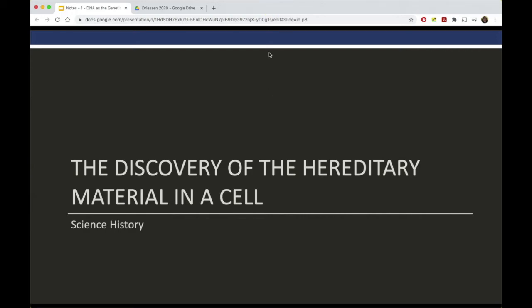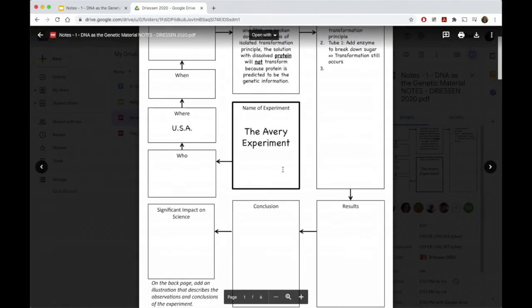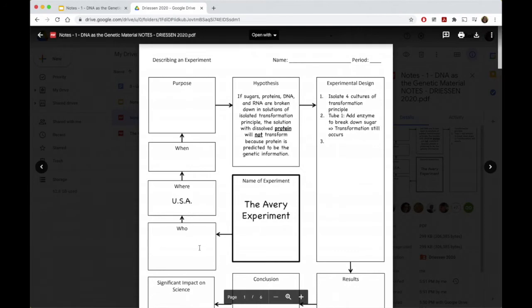Hey there, biologists! In this set of notes, we are going to be learning about the history behind how DNA was discovered to be the hereditary molecule or material of all life.